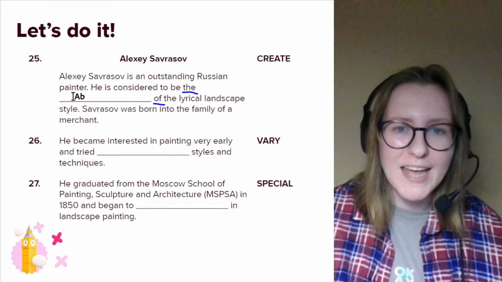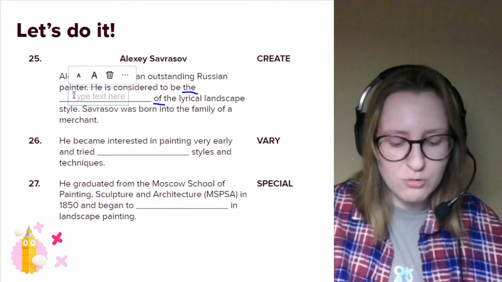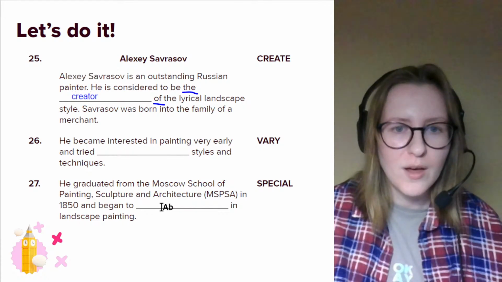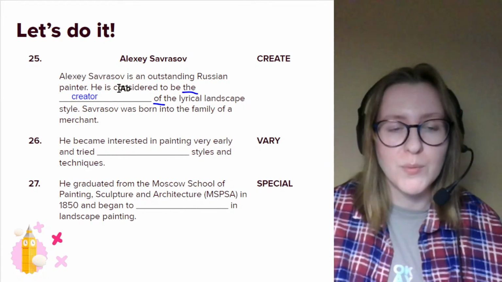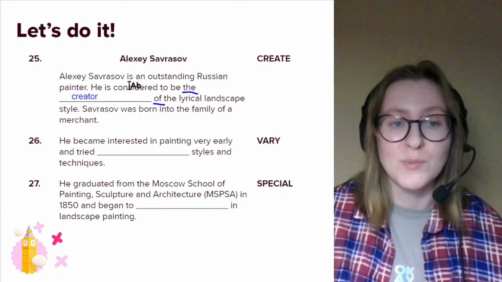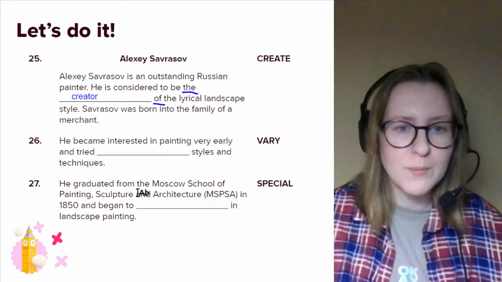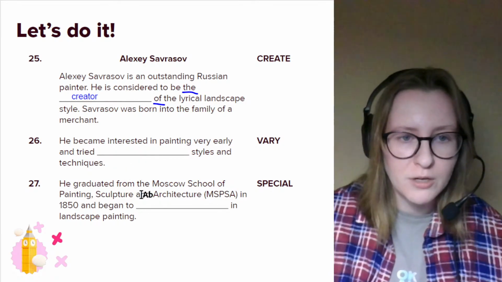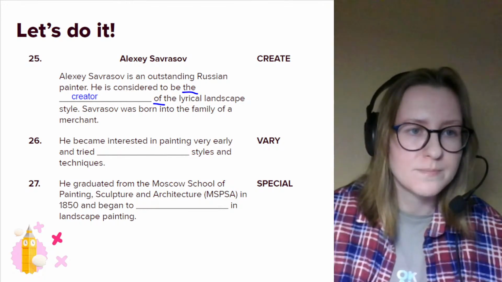Right, we need a noun. He is considered to be the creator of the lyrical landscape style, right? OR is a very popular suffix to use to form a noun which describes a person. Okay, 26. He became interested in painting very early and tried styles and techniques.